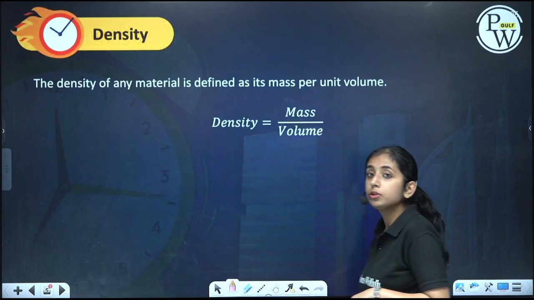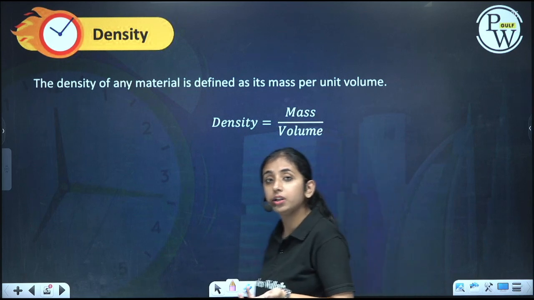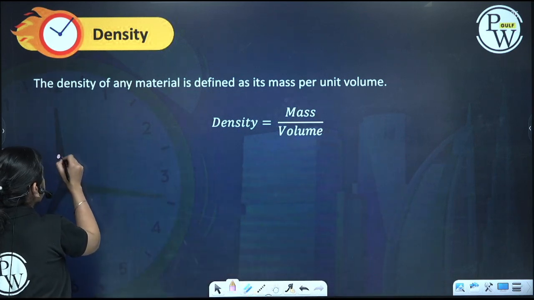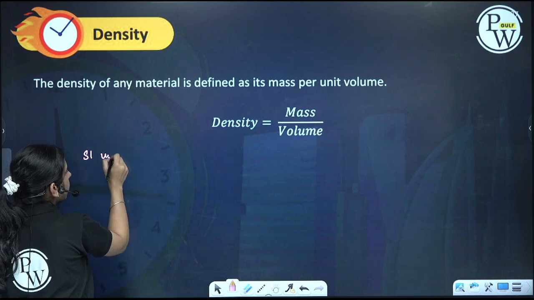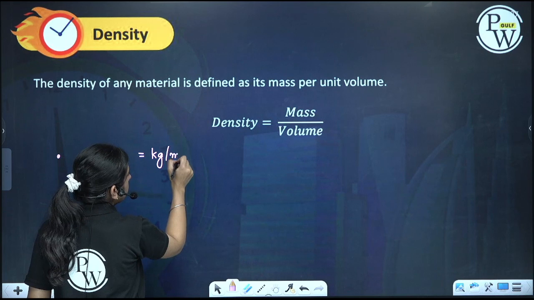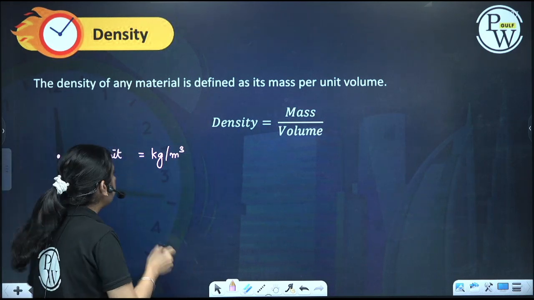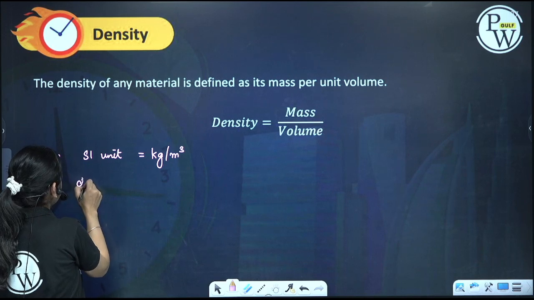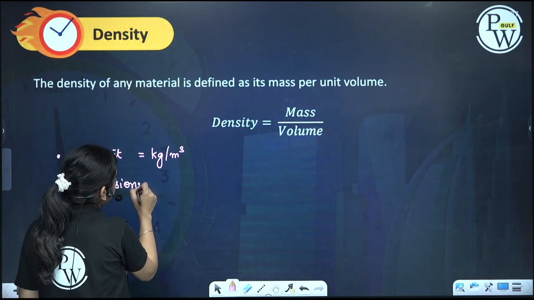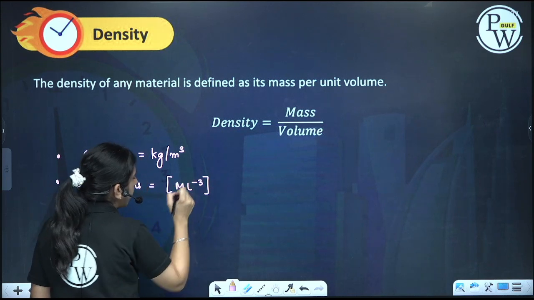Now let us come to density. What is the density of any material? It is the mass per unit volume, and it is also a scalar quantity. Its SI unit is kg per meter cube, the CGS unit is gram per centimeter cube, and its dimensions come out to be ML^-3.